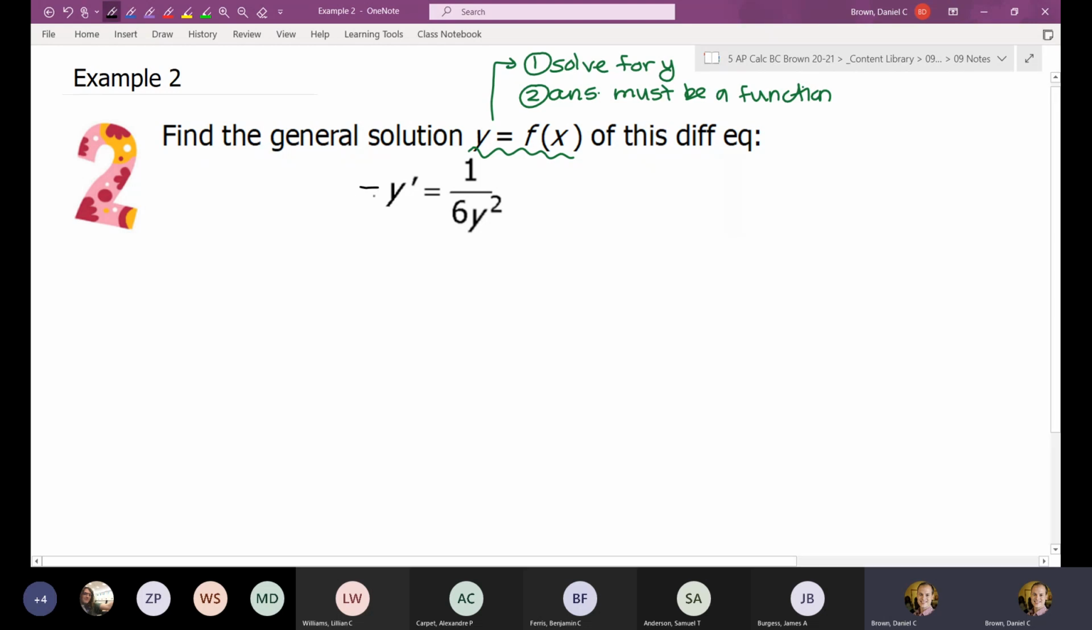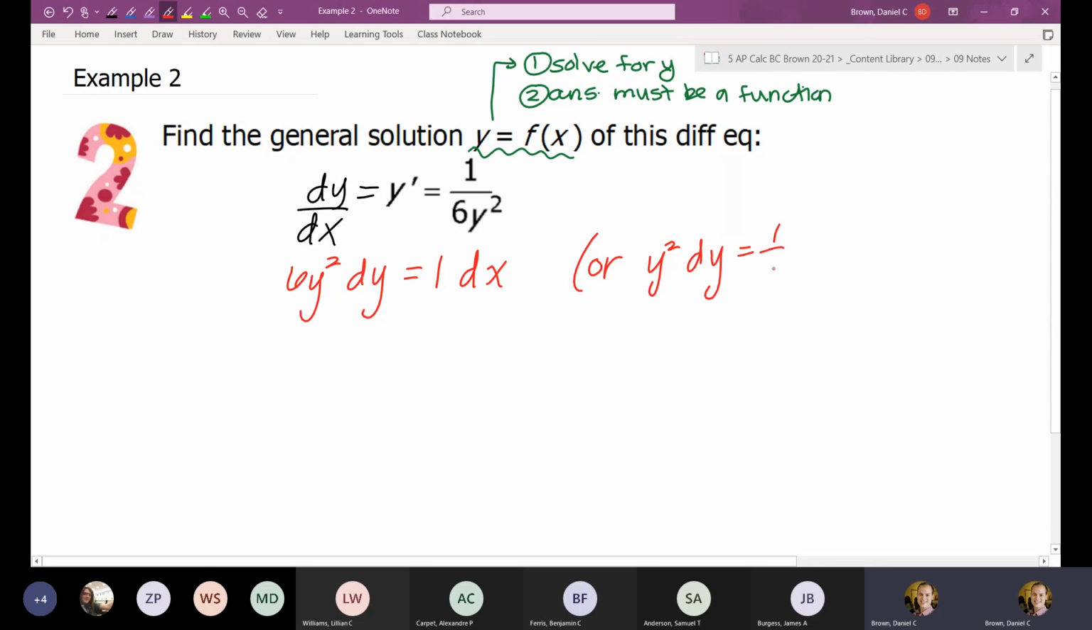Instead of writing y prime, when we do differential equations, it's going to be easier to write it as dy/dx, so you actually have something to separate. First step is to always separate, and then you can integrate. So I'm going to multiply by 6y squared, and that will be dy, and that's equal to 1 times dx. Now technically, you could have also written it as y squared dy is equal to 1/6 dx. That would still be separating the variables, but I'm going to avoid a fraction if I can. It just makes my life a little bit easier.